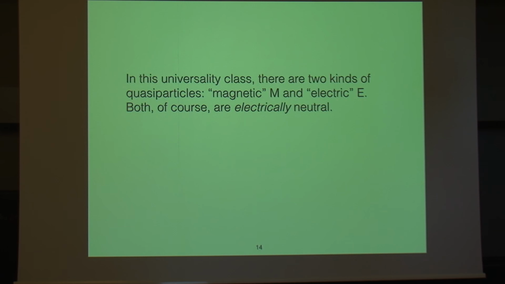In this universality class, there are two kinds of quasiparticles. For reasons that will become obvious, they're called magnetic and electric. Both are electrically neutral. I didn't say it explicitly, but it's been implicit, I hope, that we're talking about spin systems, so systems with localized spin. So they're electrically neutral excitations.